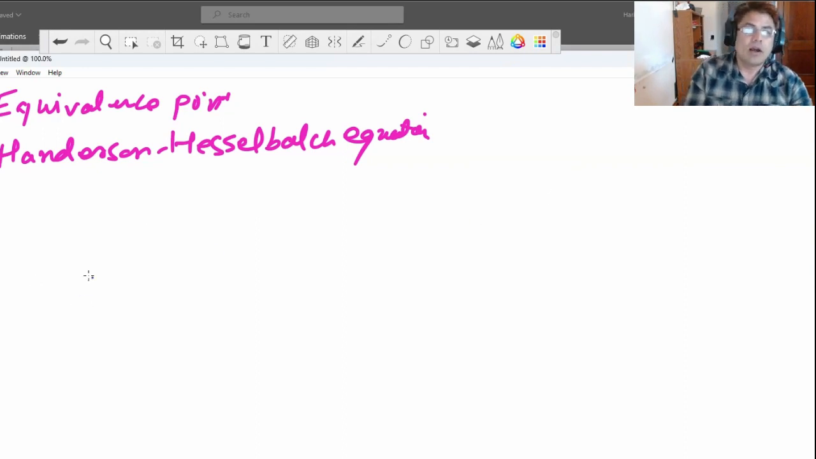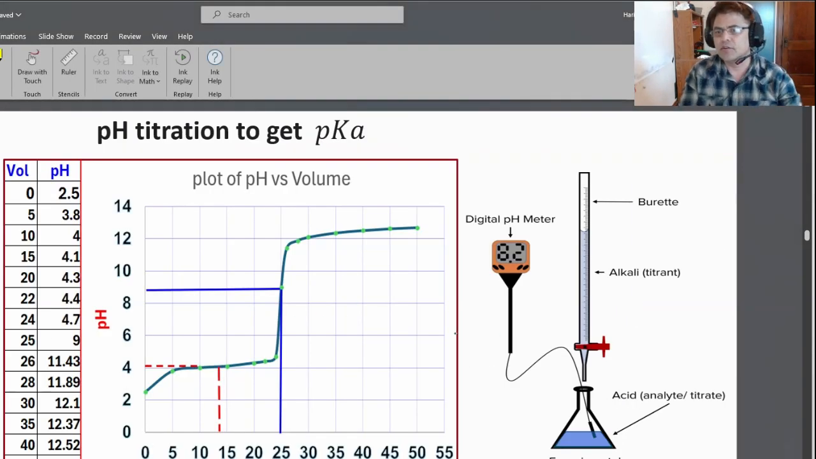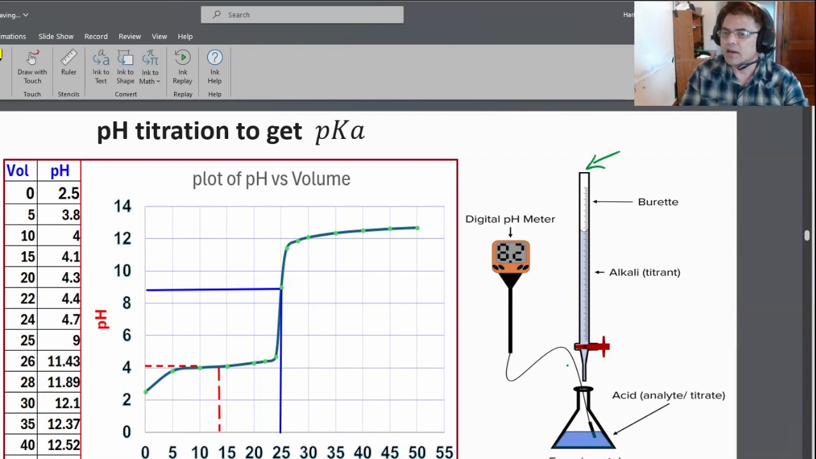So first of all, let's see how we know the equivalence point and how we do the pH titration. We are not using any indicator. Let's see this figure. This is the setup of your pH titration. You have this burette here, right? You have the burette, and you have the analyte here, right? The unknown sample is here, and you have the pH electrode here, and you are measuring the pH.